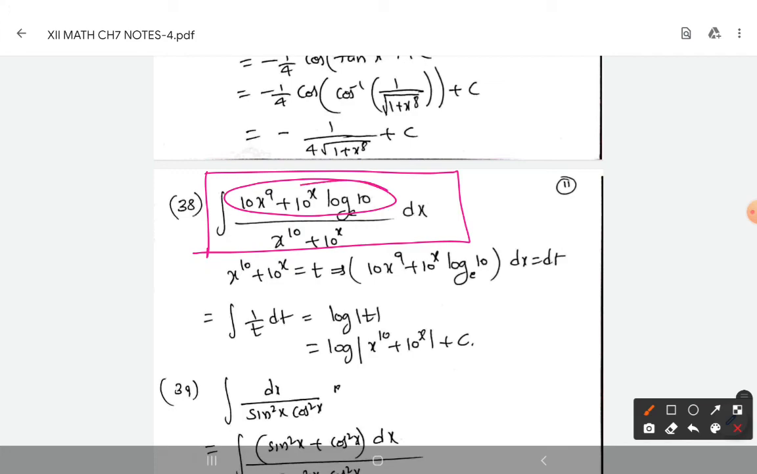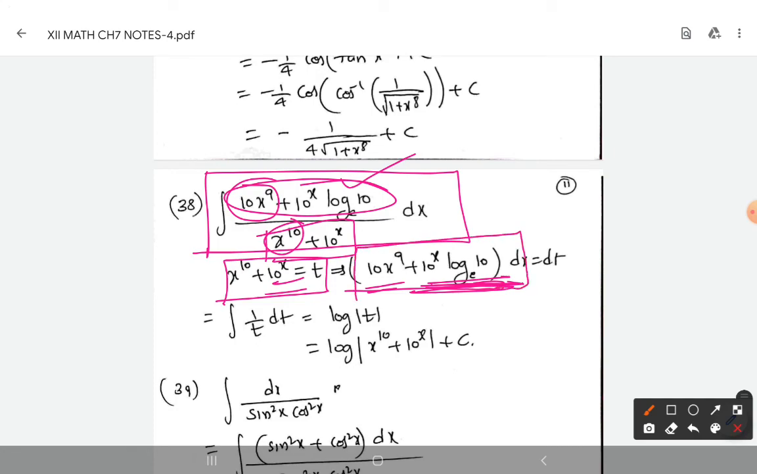The numerator is looking complex, but taking the numerator as t will not work out here. So take x power 10 plus 10 power x as t and see the derivative, because the derivative of x power 10 is 10x power 9, which is present here, semi successful. The derivative of 10 power x is 10 power x log 10, which is also there, because the derivative of a power x is a power x log a. So finally we can say that taking the denominator as t will work out here. Then numerator into dx becomes dt, and it is 1 by t, whose integration is log mod t. Substitute what t is, then you get the required answer.